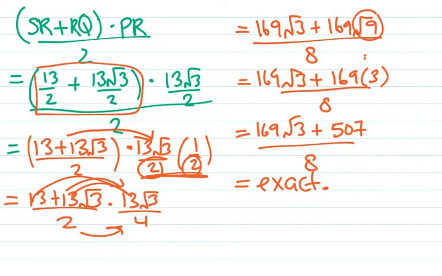So that's what we're talking about when we say give an exact answer. Keep those square root signs in there. Don't put a decimal number in and round, because then it's no longer exact.